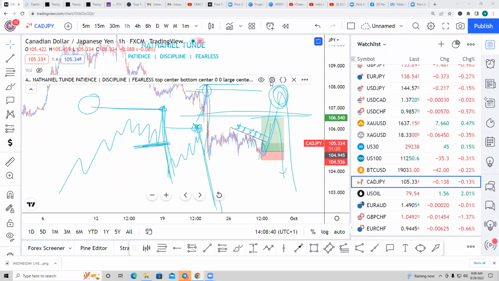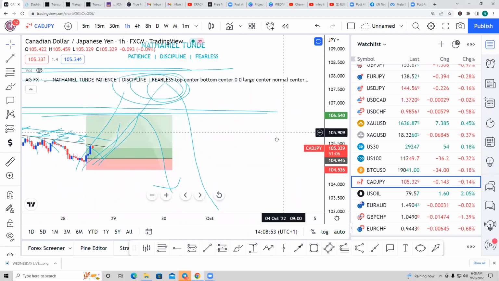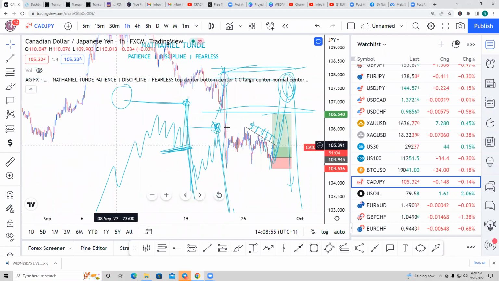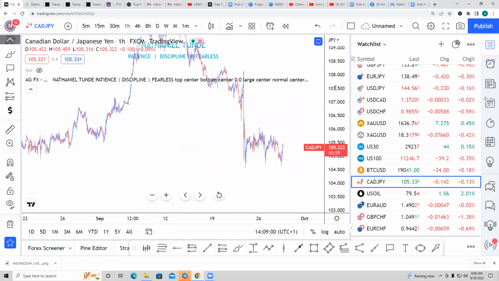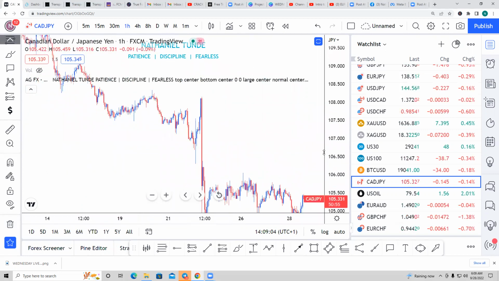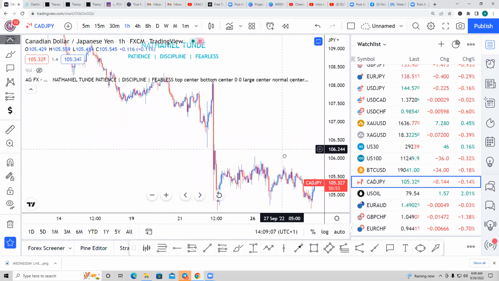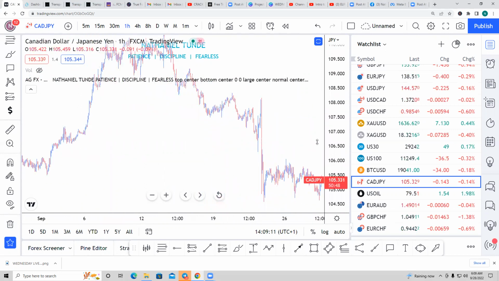Yes, sir. Regarding where you said CAD/JPY is going to tap liquidity, is it the same thing as smart money concept, sir? Yes, liquidity and smart money concept, they are the same thing. But how do we know the right zone to pick? It is amazing how you pick your zone. How do we pick our zone, or where to check in for our order block and all?